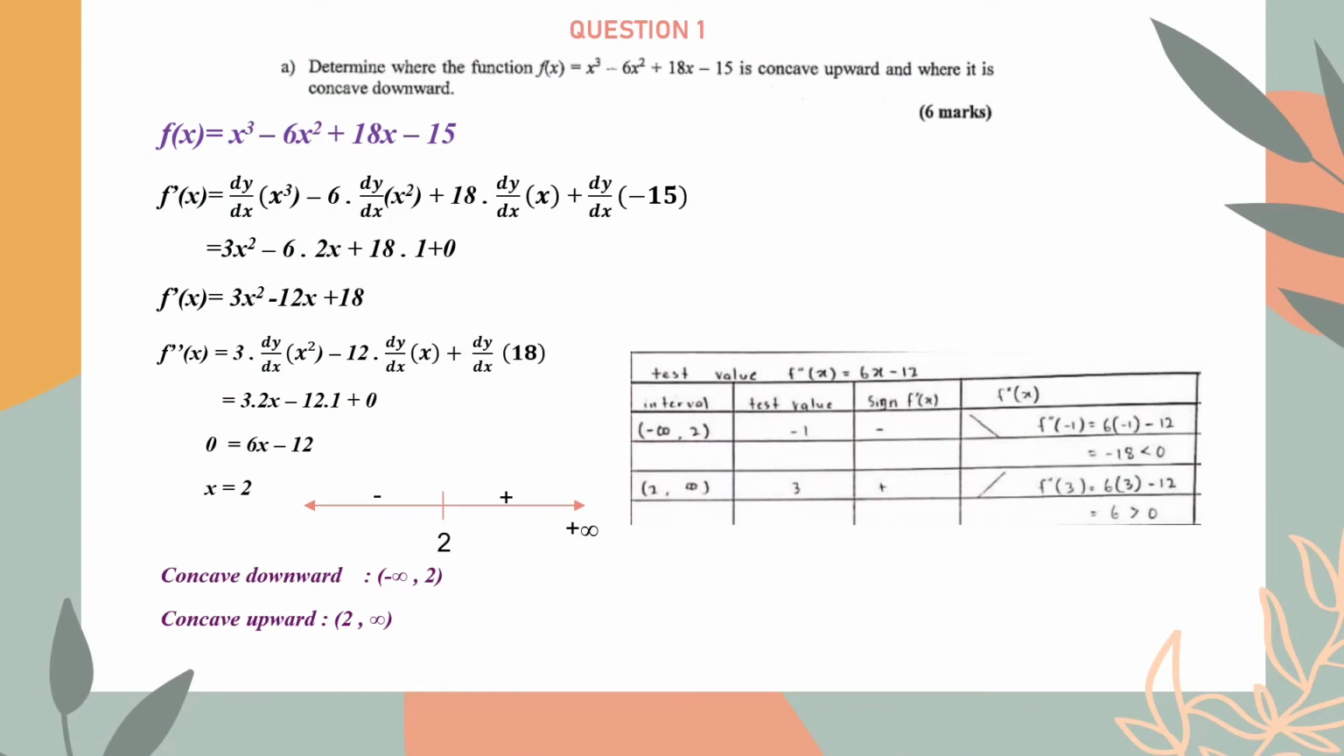Question 1. Determine whether the function f(x) = x³ − 6x² + 18x − 15 is concave upward and where it is concave downward. We must take the first derivative of the function x³ − 6x² + 18x − 15. After we do that, we will obtain the first derivative function, which is 3x² − 12x + 18. After that, we must take the second derivative of 3x² − 12x + 18, and we will get 6x − 12.